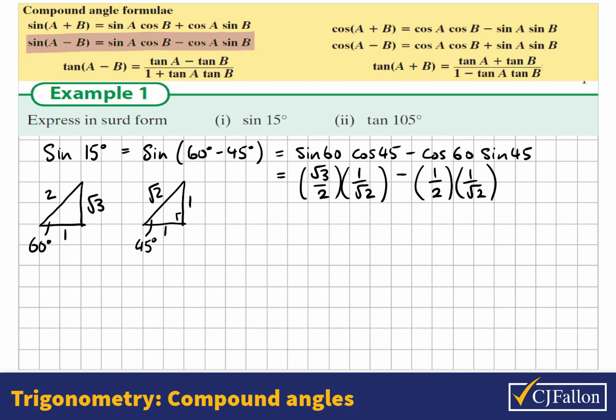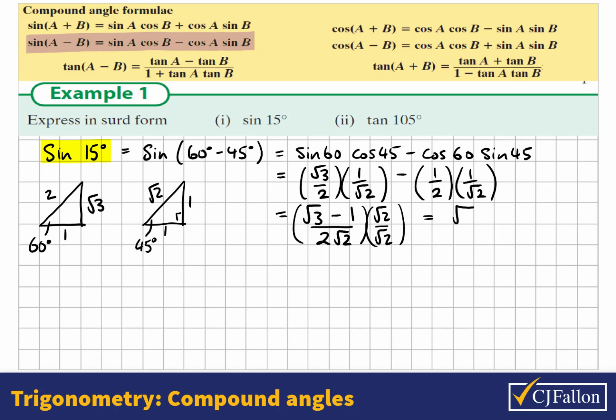So this is our solution. We just want to neaten it up a little bit. We notice that the denominators are the same in both of these sets of fractions, so we can write it as root 3 minus 1 all over 2 root 2. Again, this could be the answer, but it is neater to write it with a rational denominator. So if we multiply above and below by root 2, we can rationalize the denominator here. Root 2 over root 2 is just 1, so we're just multiplying by 1.